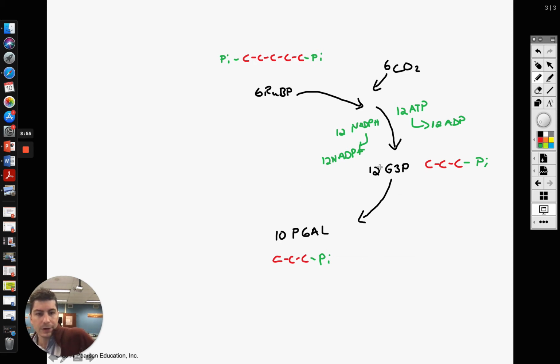But if you notice, we have 12 G3Ps over here. Each one of those G3Ps have 3 carbons to them. So 12 times 3, we have 36 carbons. Over here, we have 10 times 3, that's 30. Where did those other 6 carbons go? Well, they exited our Calvin cycle, which I probably should write. This is the Calvin cycle up here.